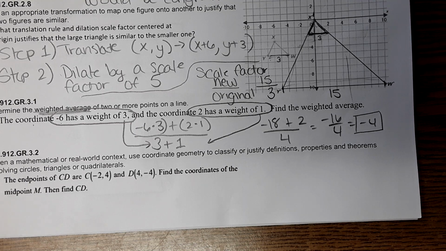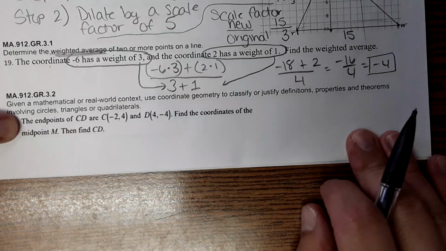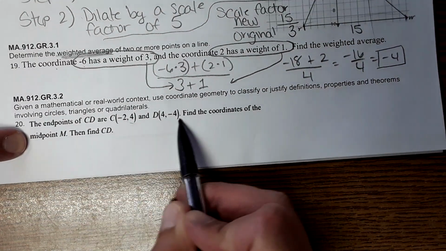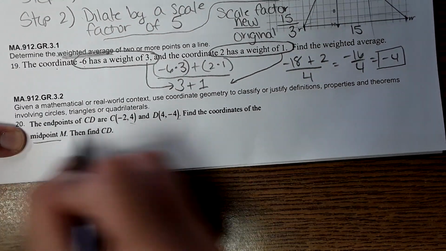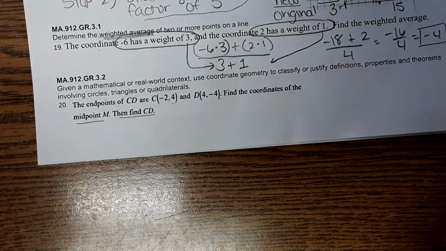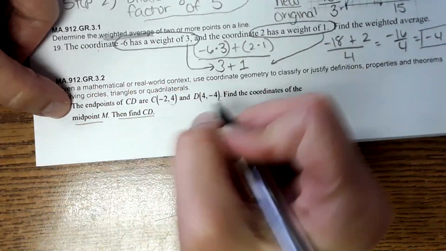So in terms of studying, that might be one that you practice a few times just to make sure that you can do it on the exam, no problem. Okay, next one. This is also from the quarterly assessment review. It says the endpoints of CD are these coordinates. Find the coordinates of the midpoint and then find the length of CD. Okay, there's actually like 3 or 4 questions on midpoint, so make sure we're good with that.